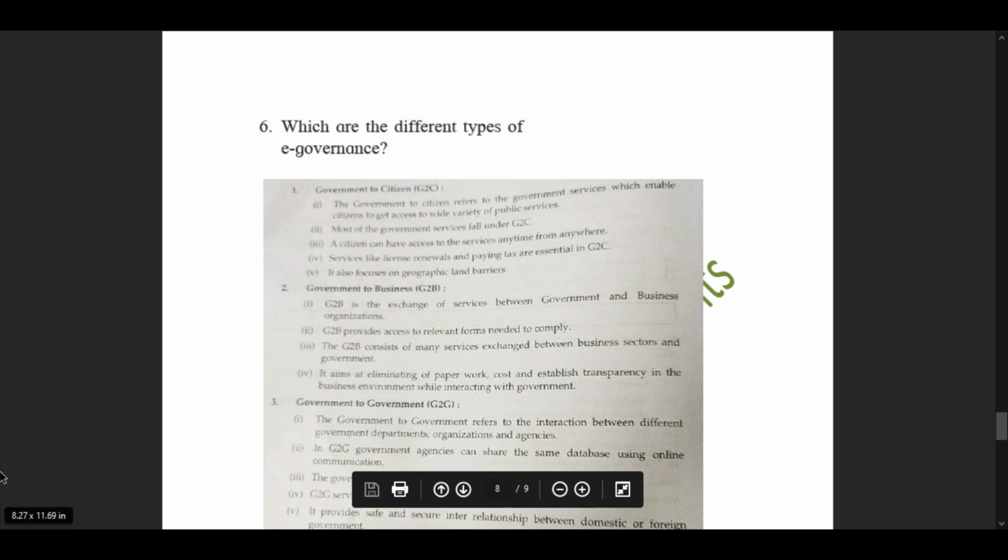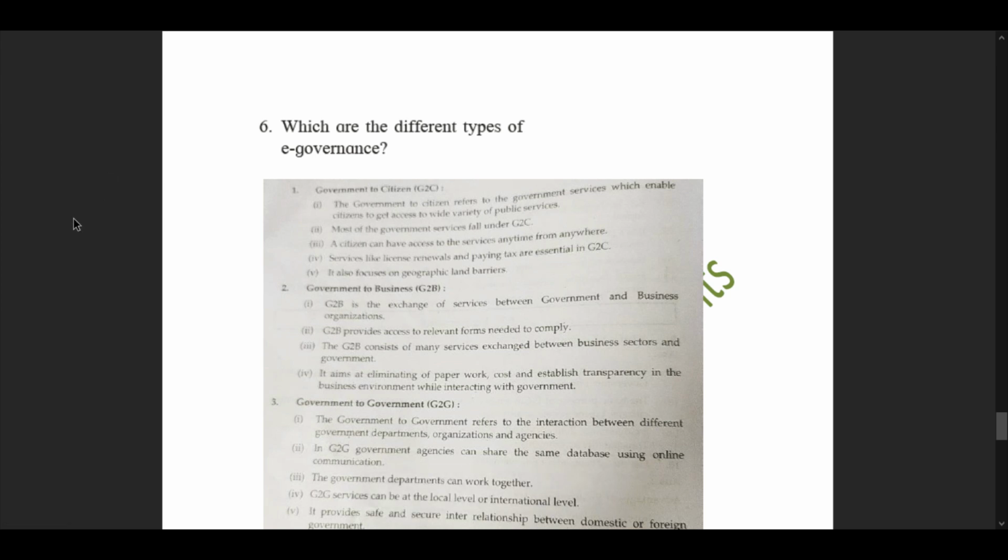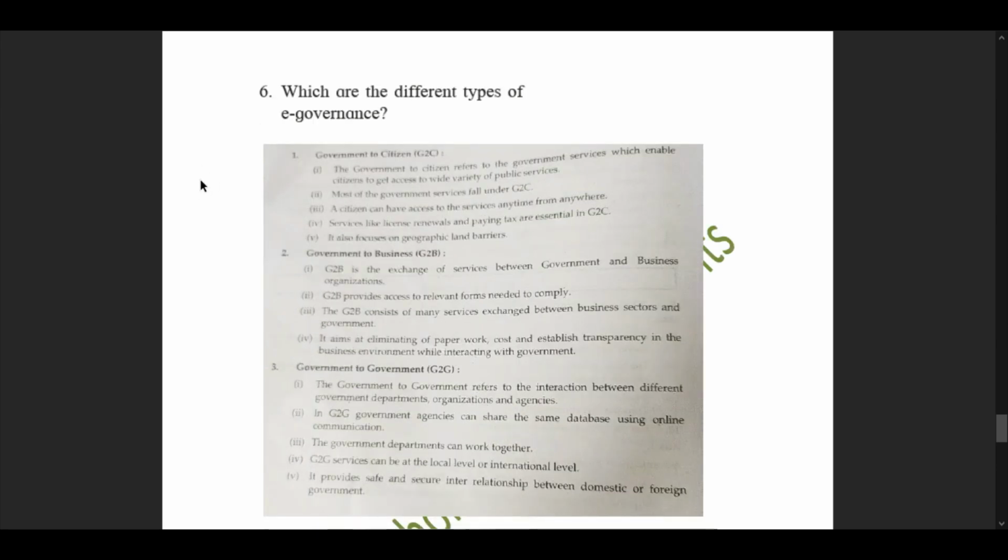The government to citizen refers to the government services which enable citizens to get access to a wide variety of public services. Most of the government services fall under G to C. A citizen can have access to services anytime from anywhere. Services like license renewals and paying tax are essential in G to C. It also focuses on geographic land barriers. This was government to citizen e-governance, G to C. Now we move forward to our second one, that is government to business, G to B.